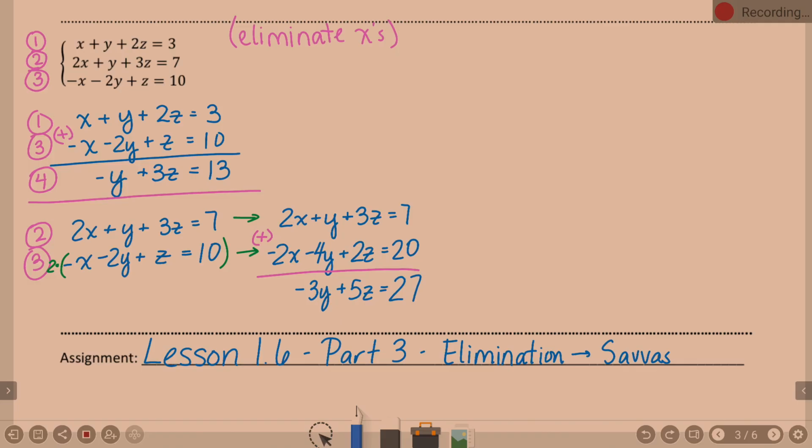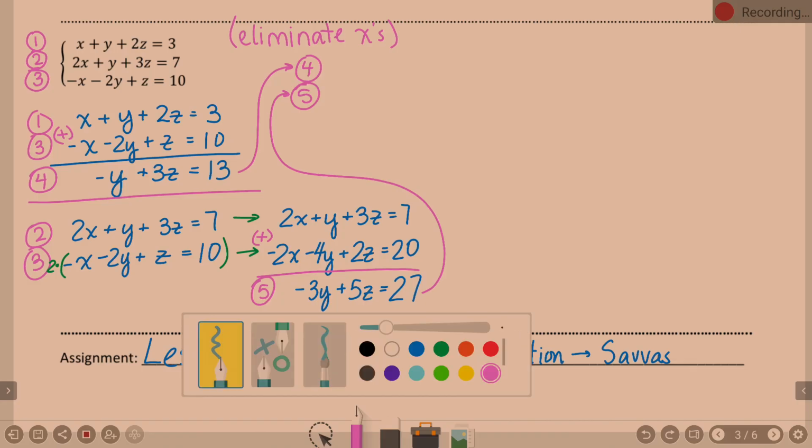And, you know me, I'm going to label this equation number 5. Okay, now what? We eliminated x's twice. We created equation 4 and equation 5. Now we want to take equation 4 and equation 5 and see what we can do with them. So I'm going to bring these up here so I can look at them. So there's equation 4 and equation 5.